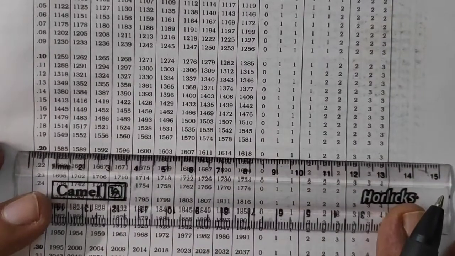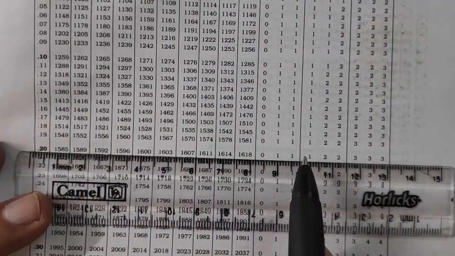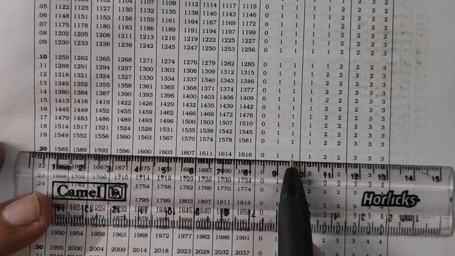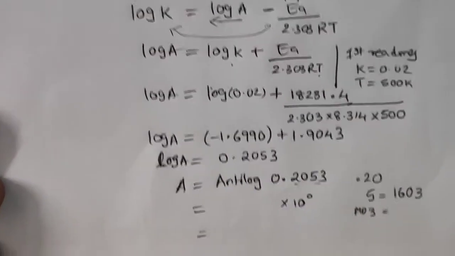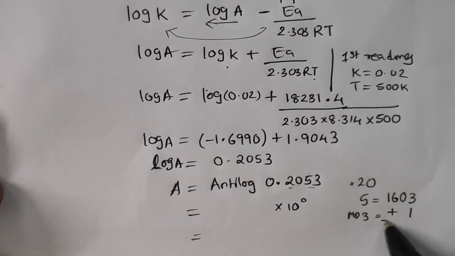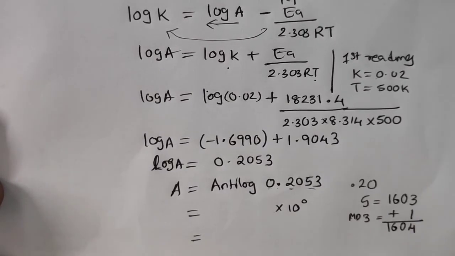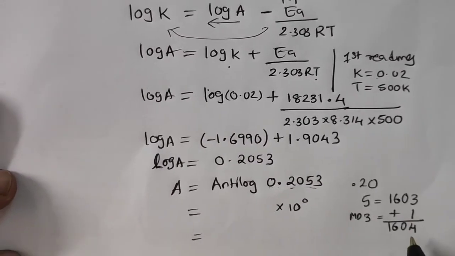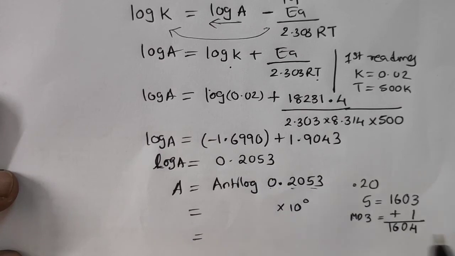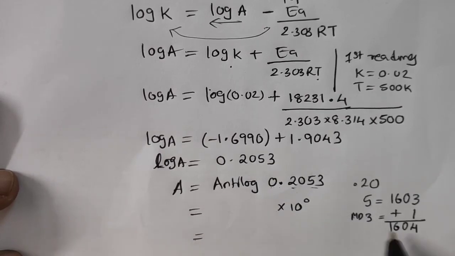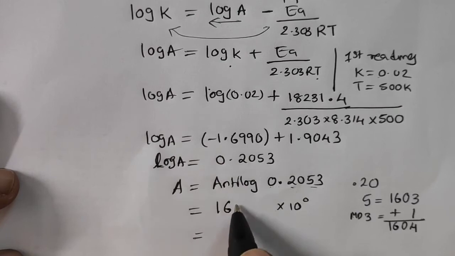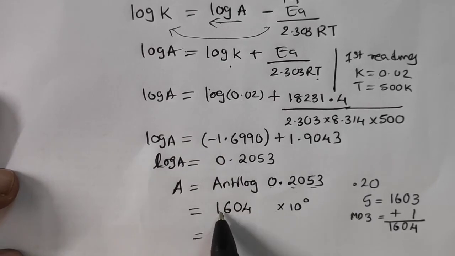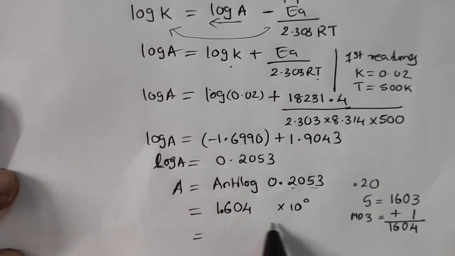For 0.23, the mean difference is 1. So we add this 1 here, and it becomes 1604. Whenever you write an anti-log after seeing the log table, you write this digit like this, 1604, and after one digit from the left you put a decimal. This is your anti-log. Understood?